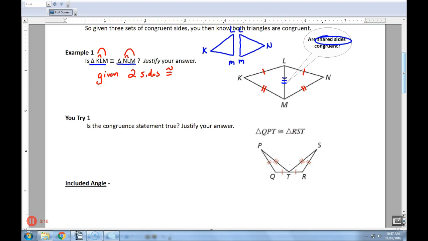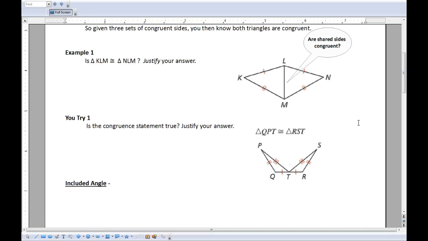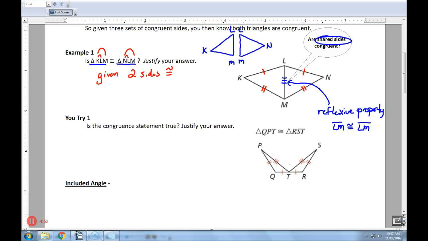Now when that happens in a proof, you're going to say that this is called the reflexive property. The reflexive property, if you remember back from chapter 2, basically says that anything equals itself. So in a proof, I would say that LM is congruent to LM. That's how we're going to write that. We're going to write LM as congruent to itself, and that's always going to be the reflexive property. So this one is yes, they are congruent by side, side, side, because I locked down 3 sides.